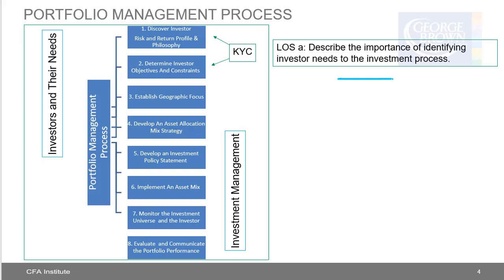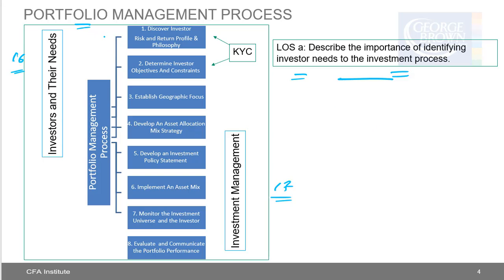Learning outcome statement A is describe the importance of investor needs to the investment process. Okay, so before we jump into the chapter, this is my own slide actually, and I'm showing here the investment management process or the portfolio management process. So if you want to understand the importance of identifying investor needs to the process, I thought it'd be good to just start with a big overview of what the entire process is. Chapter 16 is investors and their needs, and chapter 17 moves into the investment management. So these two chapters are really covering the entire investment process. So that's why it's a good idea to start with this.